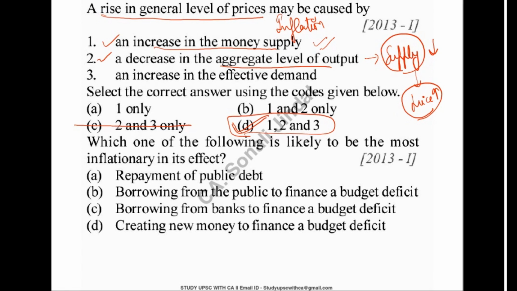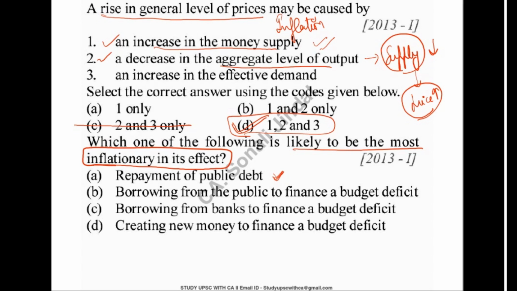Let's discuss third question. What is the most likely to be the most inflationary in its effect? Let's read first statement. Repayment of public debt. If government repays its debt, how it can be inflationary? In fact, money is going out of the government's hand. It means there will be less money with the government to spend. So government expenditure will decrease with it.